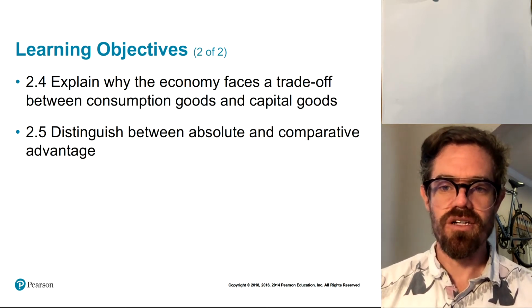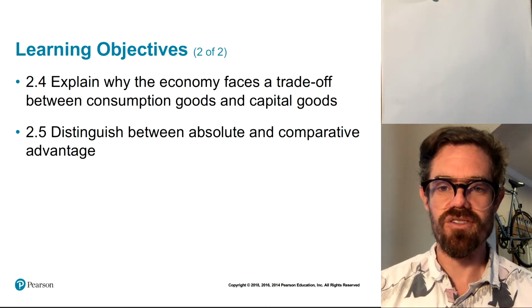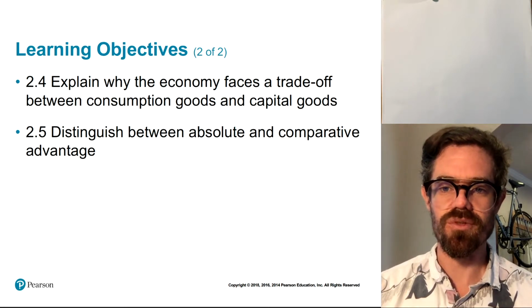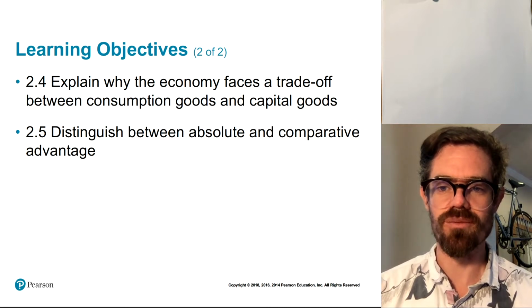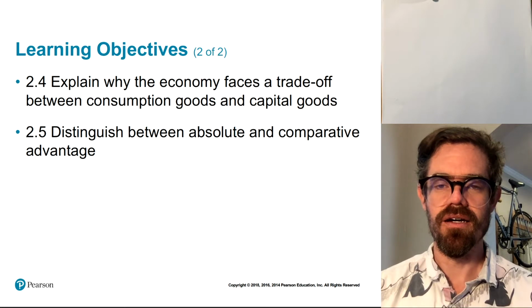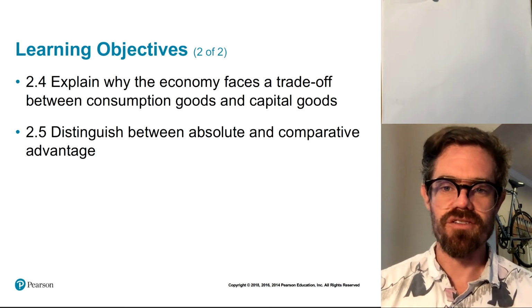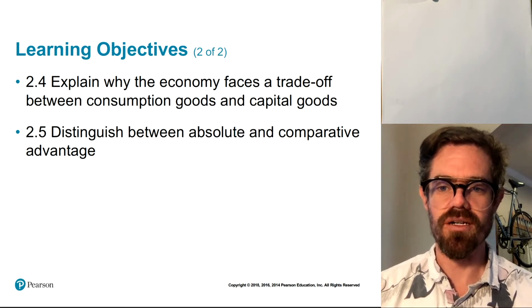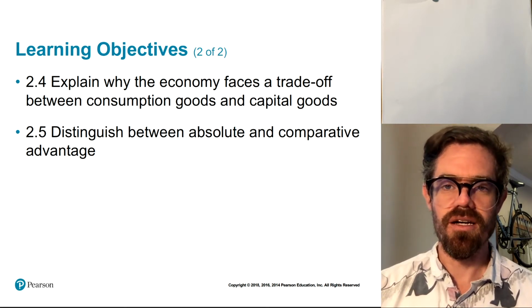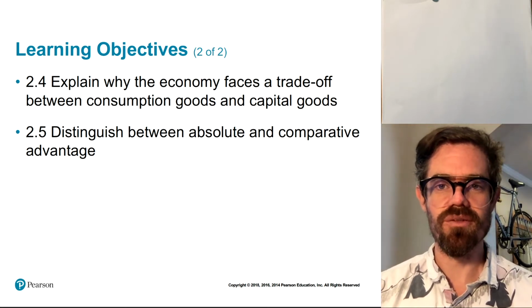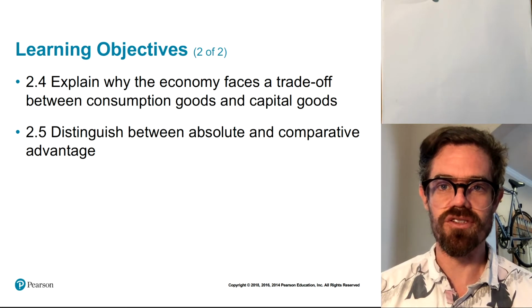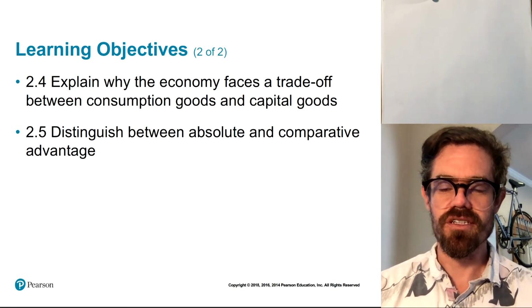In section 4, we'll talk about why the economy faces a trade-off between consumption goods and capital goods. We'll talk about what consumption goods are and what capital goods are, and why society faces a trade-off between these two types of goods. And then in section 5, we'll wrap up the chapter with a discussion of these concepts of absolute and comparative advantage, which relate to the model that we're building in this chapter. So basically what we're doing in this first chapter is actually building our first model. It's one of the most rudimentary, simple models in economics, and it will be the first model that we build. And we'll see it in just a second.